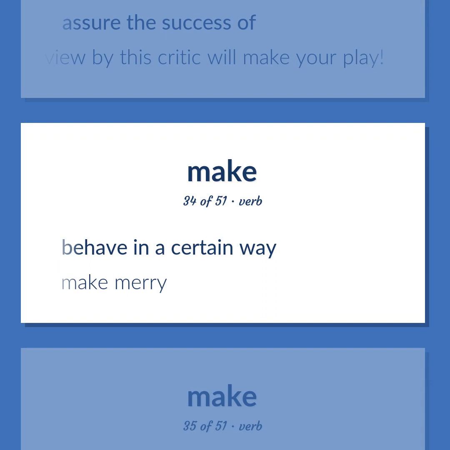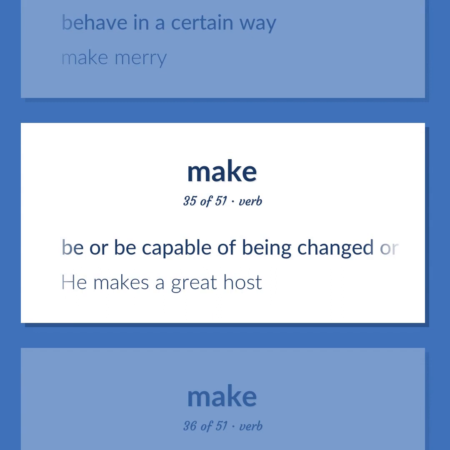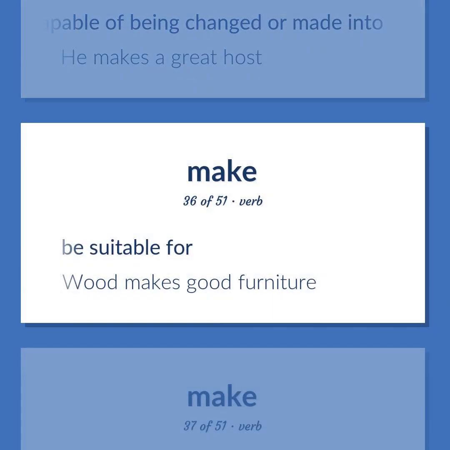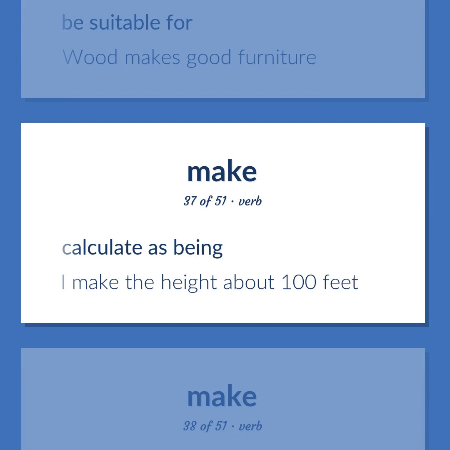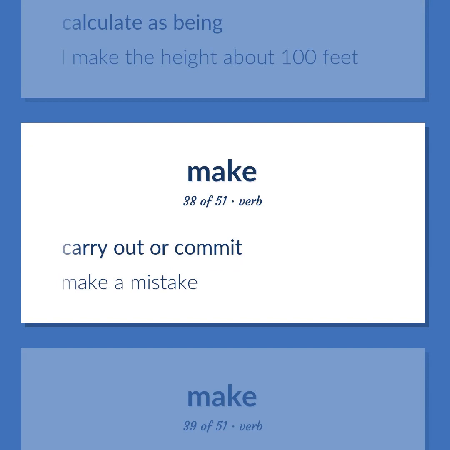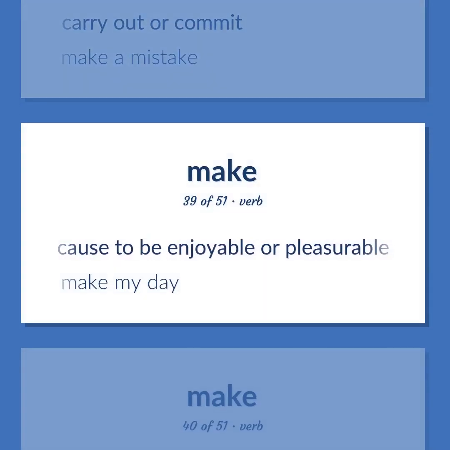Behave in a certain way. Make merry. Be or be capable of being changed or made into. He makes a great host. Be suitable for. Wood makes good furniture. Calculate as being. I make the height about 100 feet. Carry out or commit. Make a mistake. Cause to be enjoyable or pleasurable. Make my day.